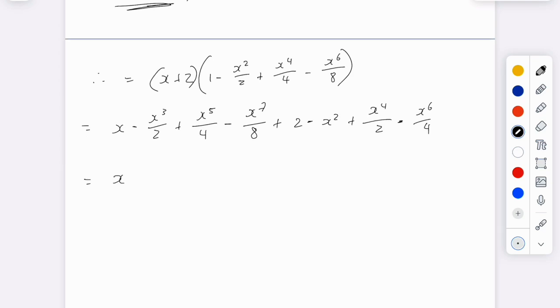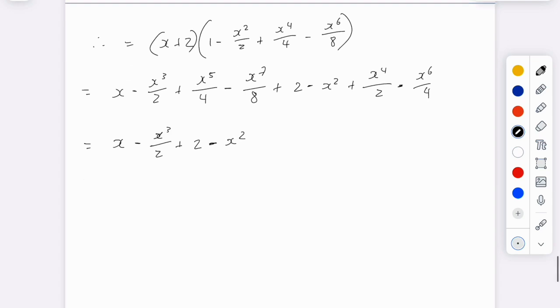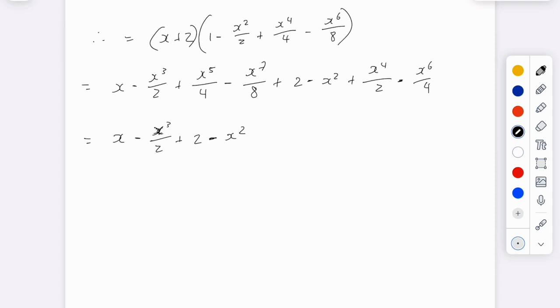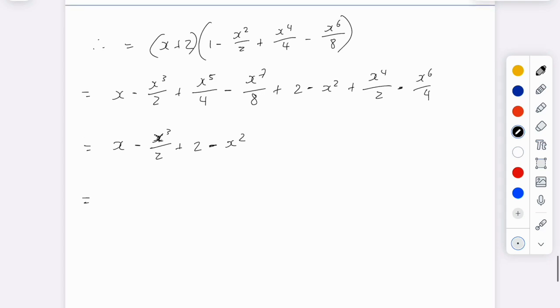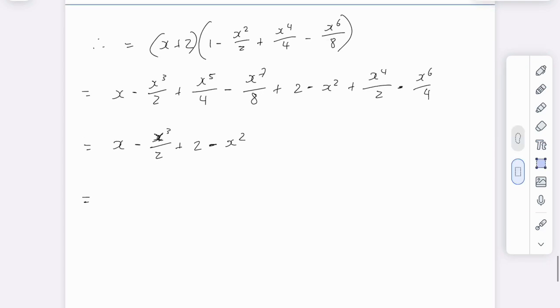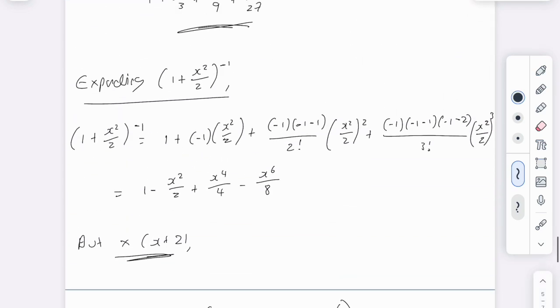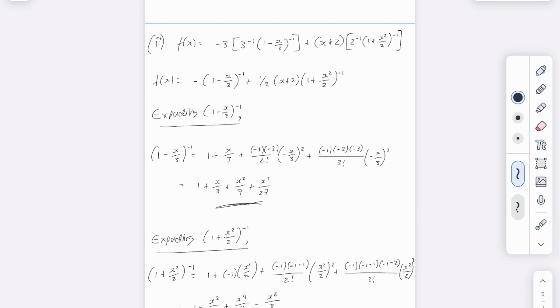Which is going to give me what? It's going to be x minus x cubed over 2 plus 2 minus x squared. Which is going to give me, well, yeah, that's up to x cubed now. Okay, so we've got it up to x cubed. Perfect. So now we just have to put it all together.